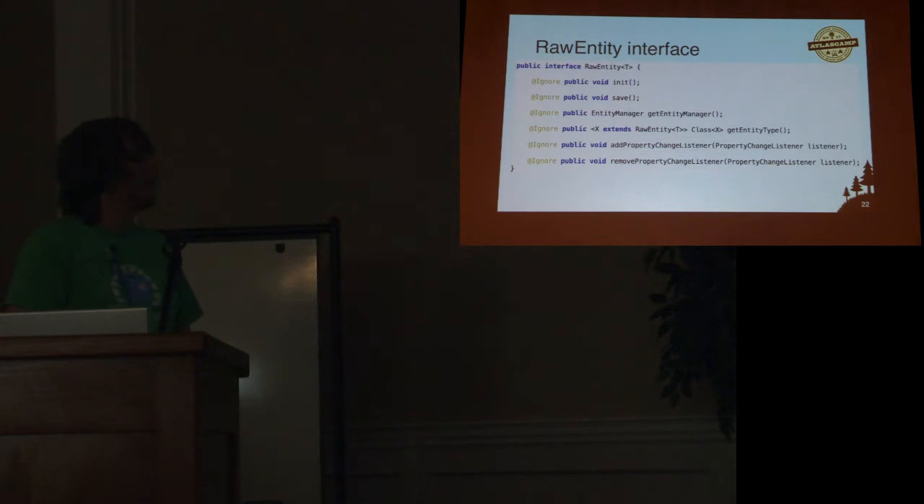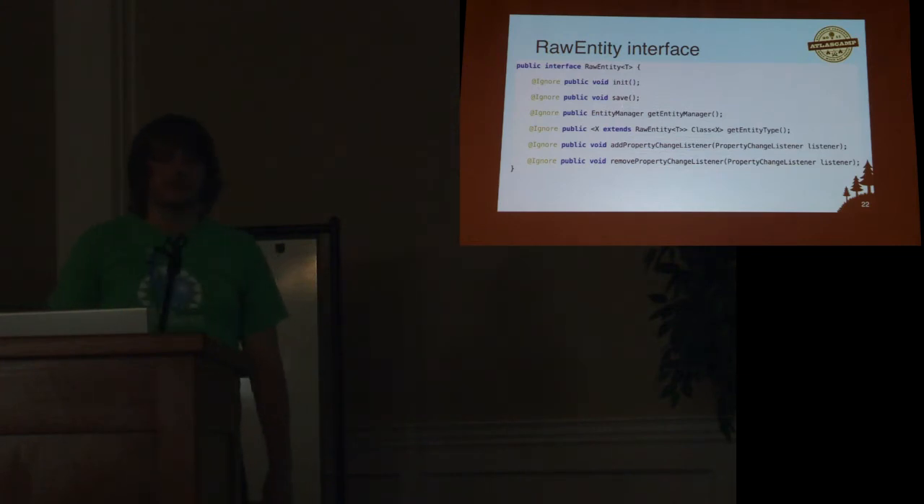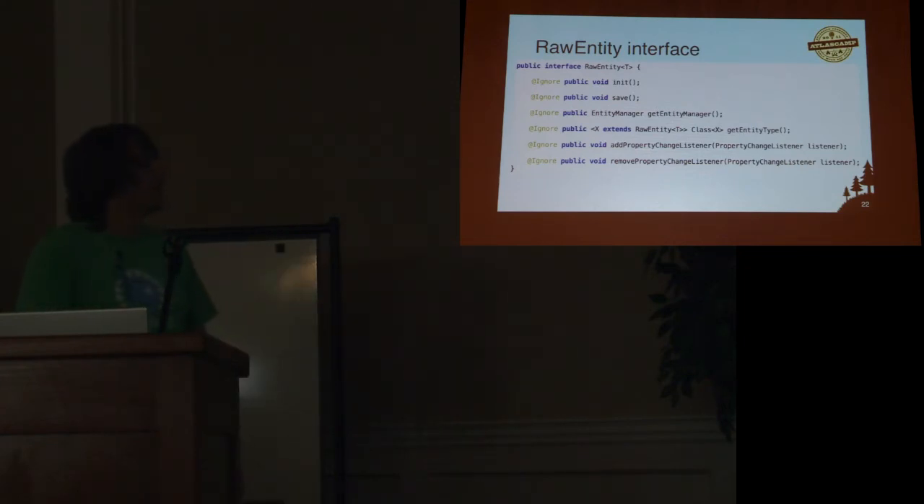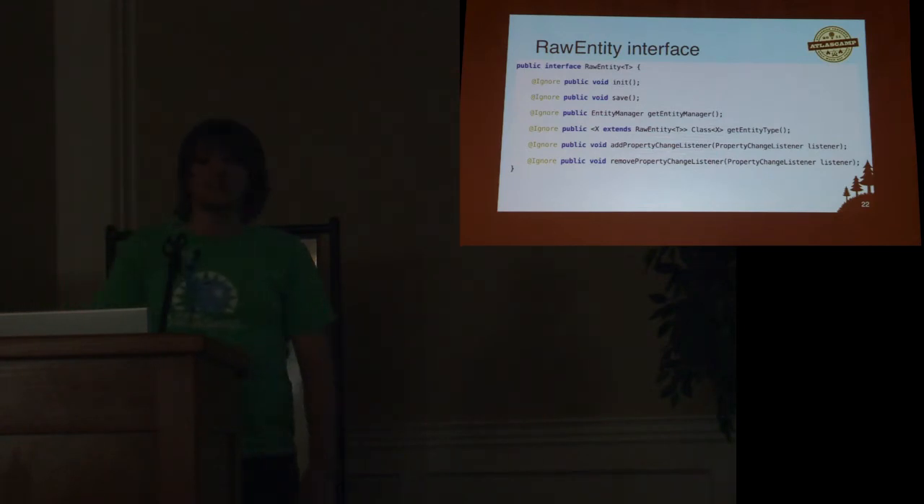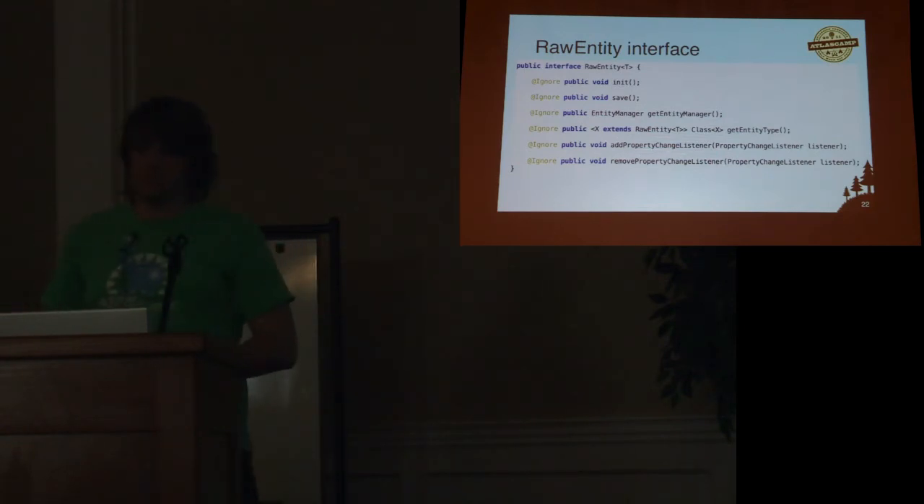But we have an init method. We have save, which will persist updates to the database. We have a couple of convenience methods here for getting the entity manager and type. And if you're using an observer pattern, you can use that property change listener and listen for changes on different properties.